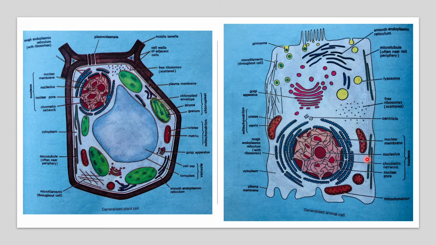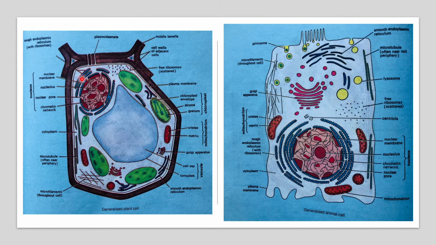Then the chloroplast. It's the green pigment present in the plant cell and it helps in the food formation in plants. Then we'll come to the centrosome. Centrosome is usually absent in the plant cell, as I have mentioned before, and centrosome is present in the animal cell. The centrioles are also present in animal cell and centrioles are absent in the plant cell.